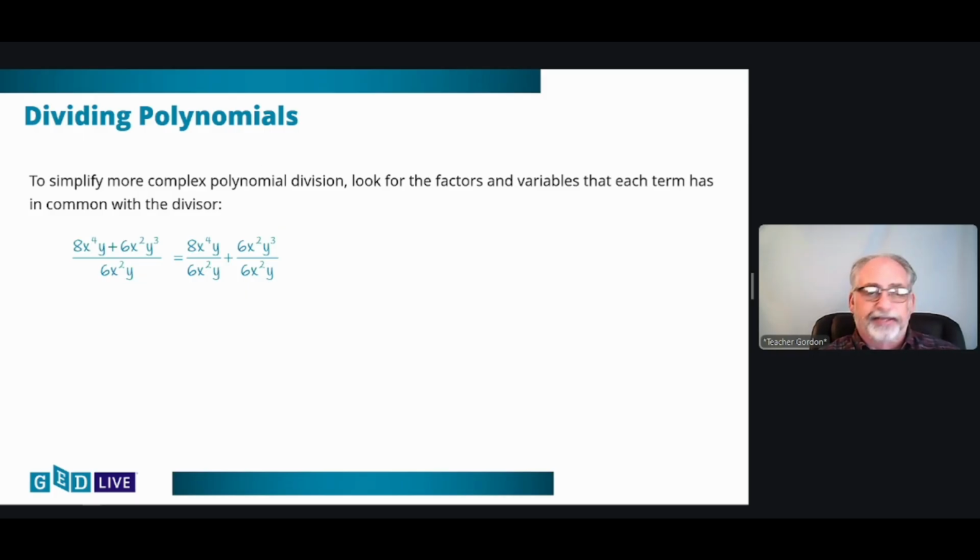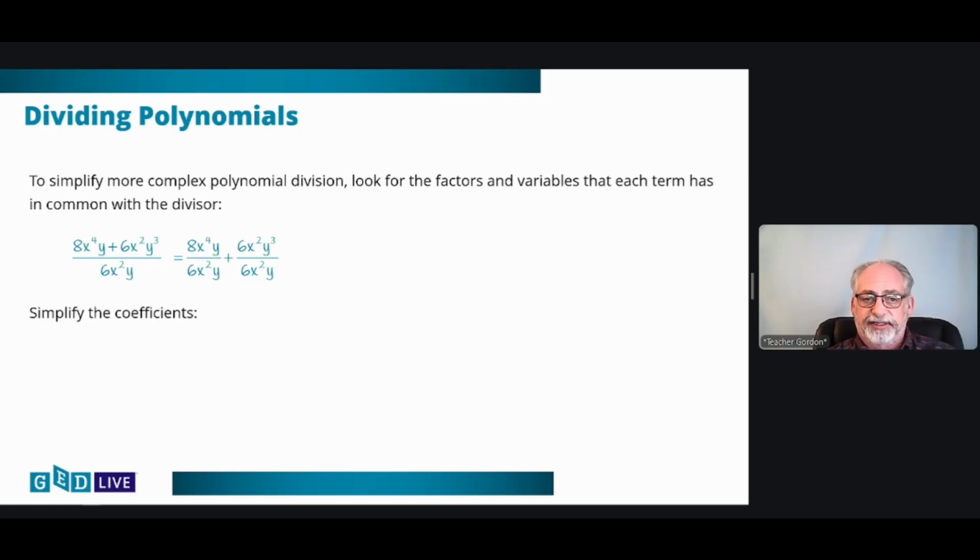Okay, so now I can start simplifying these piece by piece. So I've got my coefficients, 8 over 6. I've got x to the 4th divided by x squared. And then I've got y divided by y. And then here, 6 divided by 6, x squared divided by x squared, y cubed divided by y. And again, I have to look to the common variables or numbers to see what I can do.